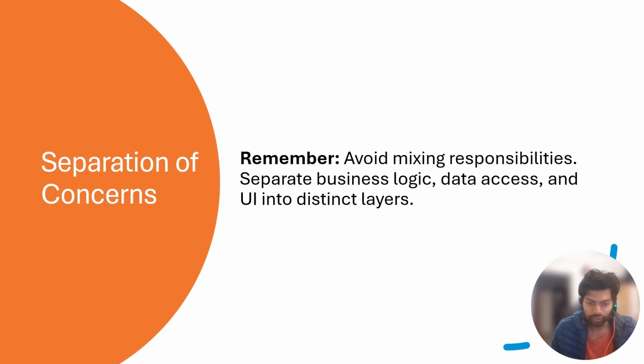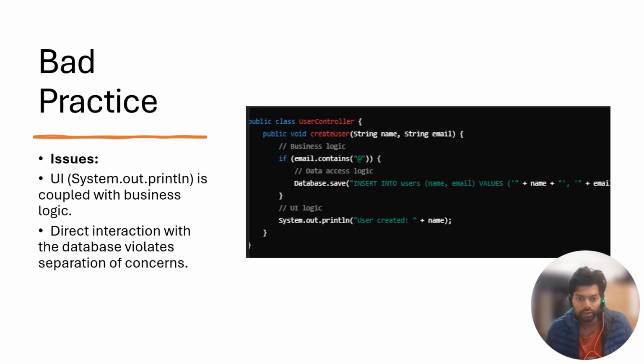Next, separation of concerns. If you are writing a complete test class and you are writing business logic, data access part, UI, everything in the test, that's not a good practice. It's better to have separate classes for each component if you are writing an automation framework. For example, here I have created a method which is doing business logic, validating an email, connecting to the database, and even the UI logic. Everything is implemented in the same class, same method. We should avoid such a thing.